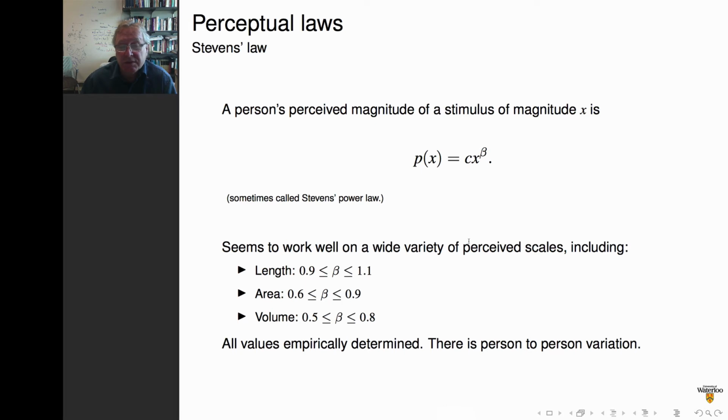Alternatively, it suggests that if you really want to get this encoding right, rather than encode the stimulus as X, encode it as X to the 1 over beta. So if we had, say, 3/4, 0.75, for beta for area, rather than encode the area as X, encode it as X to the 1 over beta, or X to the 4/3, and then we may perceive this more closely to be X.